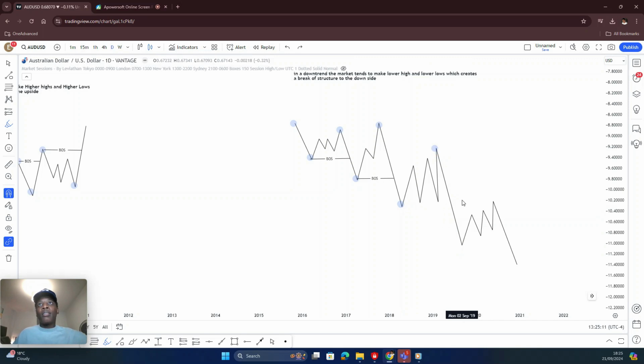So this is our valid lower high. So we can come through here and kind of mark it on the chart here. Right, ready.